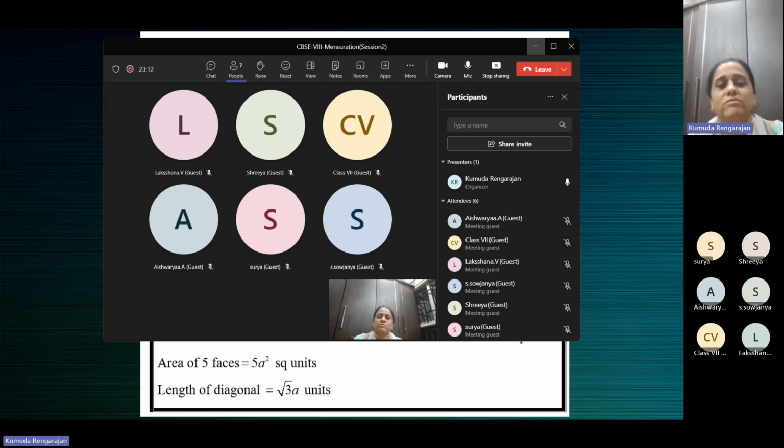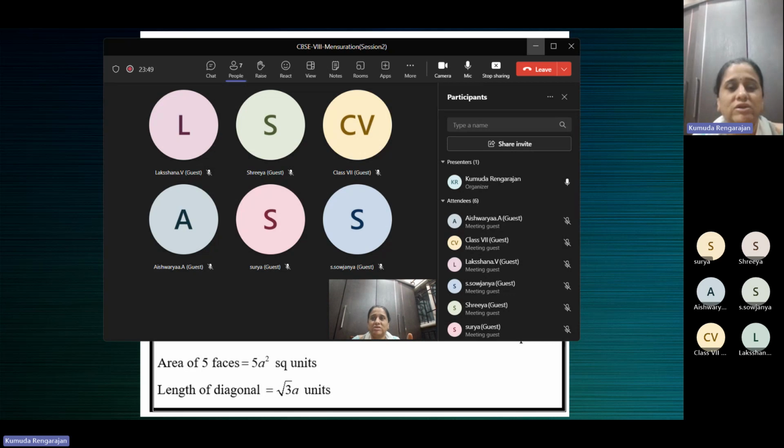Now, volume of any solid with a uniform cross section is given by area into height. Now, what's the area of the square? A square. Into height. What's the height of the cube? A. Because whatever is the side of the cube is the height, right? So A square into A. A square into A is A cube. And that's how we have the formula.